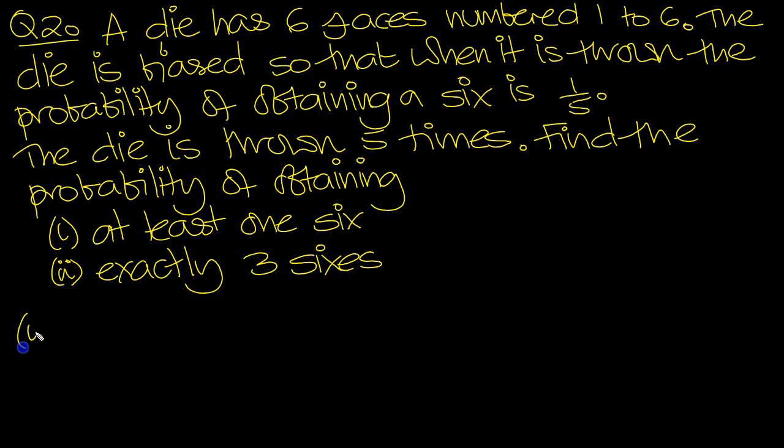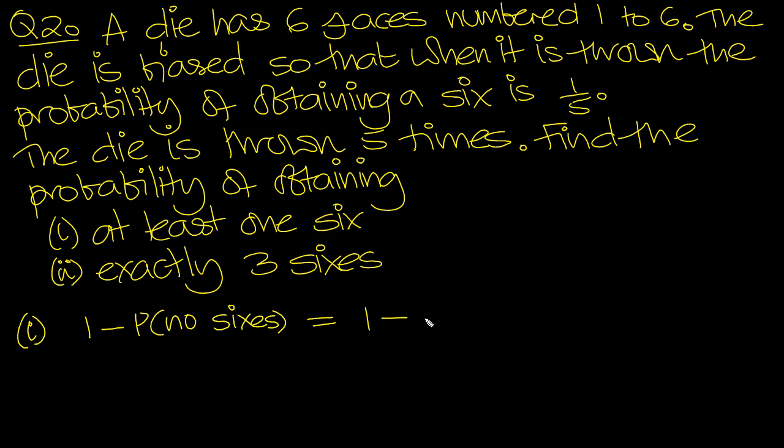Okay, so part 1 then, at least 1 6. Well, that would be 1 minus the probability of no 6s, wouldn't it? That's what at least 1 6 would mean. So 1 minus the probability of no 6s, then we would have the probability of at least 1 6.